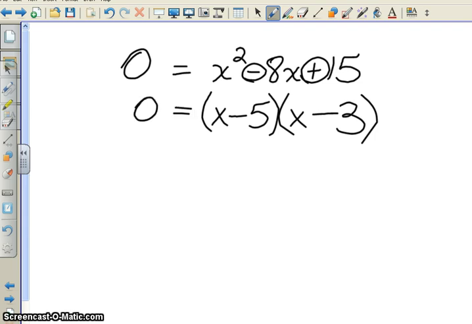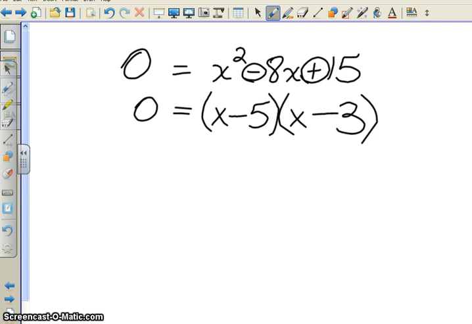And we'll put our equal 0 here. And now keep in mind what this is saying. x minus 5 times x minus 3 is equal to 0. So that means I am multiplying two things together and getting an answer of 0. So that means either one or both of these factors has to equal 0.